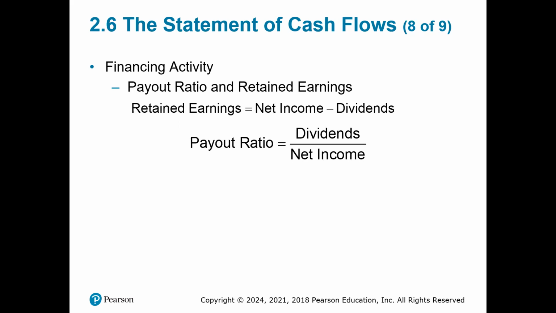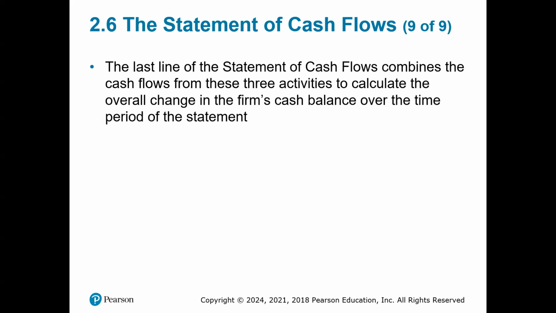Here you see the formula for retained earnings and the payout ratio. Retained earnings is equal to net income minus dividends, and the payout ratio is dividends divided by net income. The last line of the statement of cash flows combines the cash flows from these three activities to calculate the overall change in the firm's cash balance over the time period of the statement. I just read from the slide.